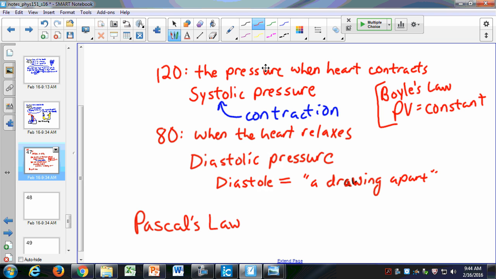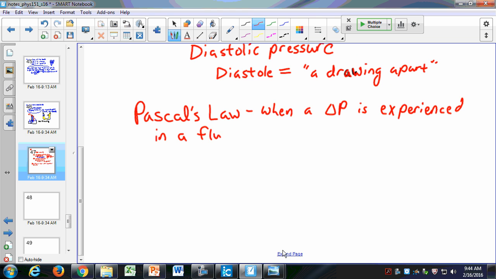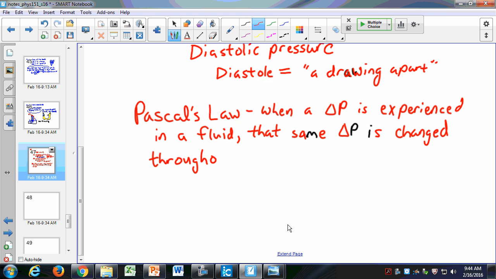Alrighty. So Pascal's law: when a change in pressure is experienced at any point in a fluid, that same change in pressure is felt throughout. I'm sorry, I don't know why it's changing colors on me. And that's what allows us to feel our heartbeat.